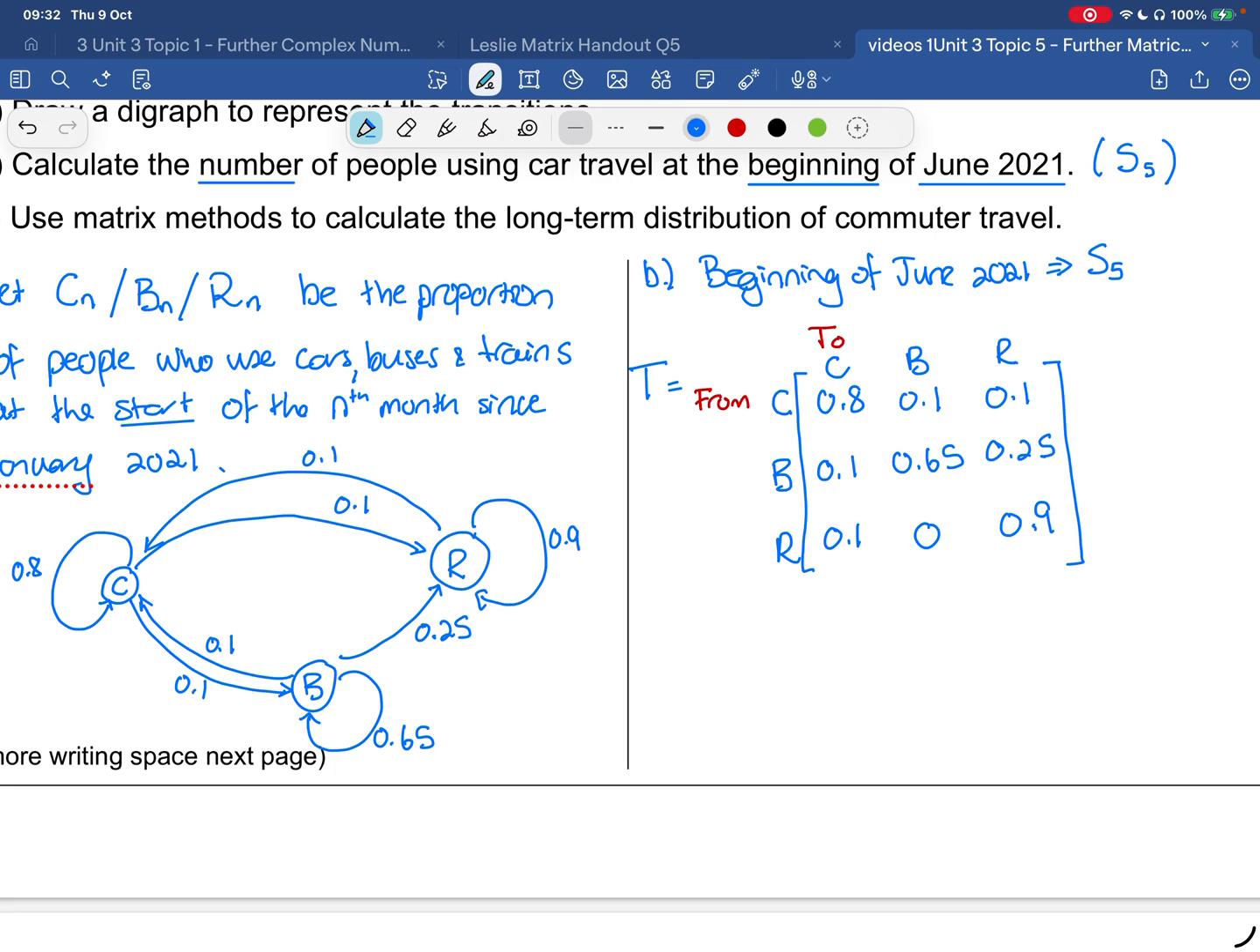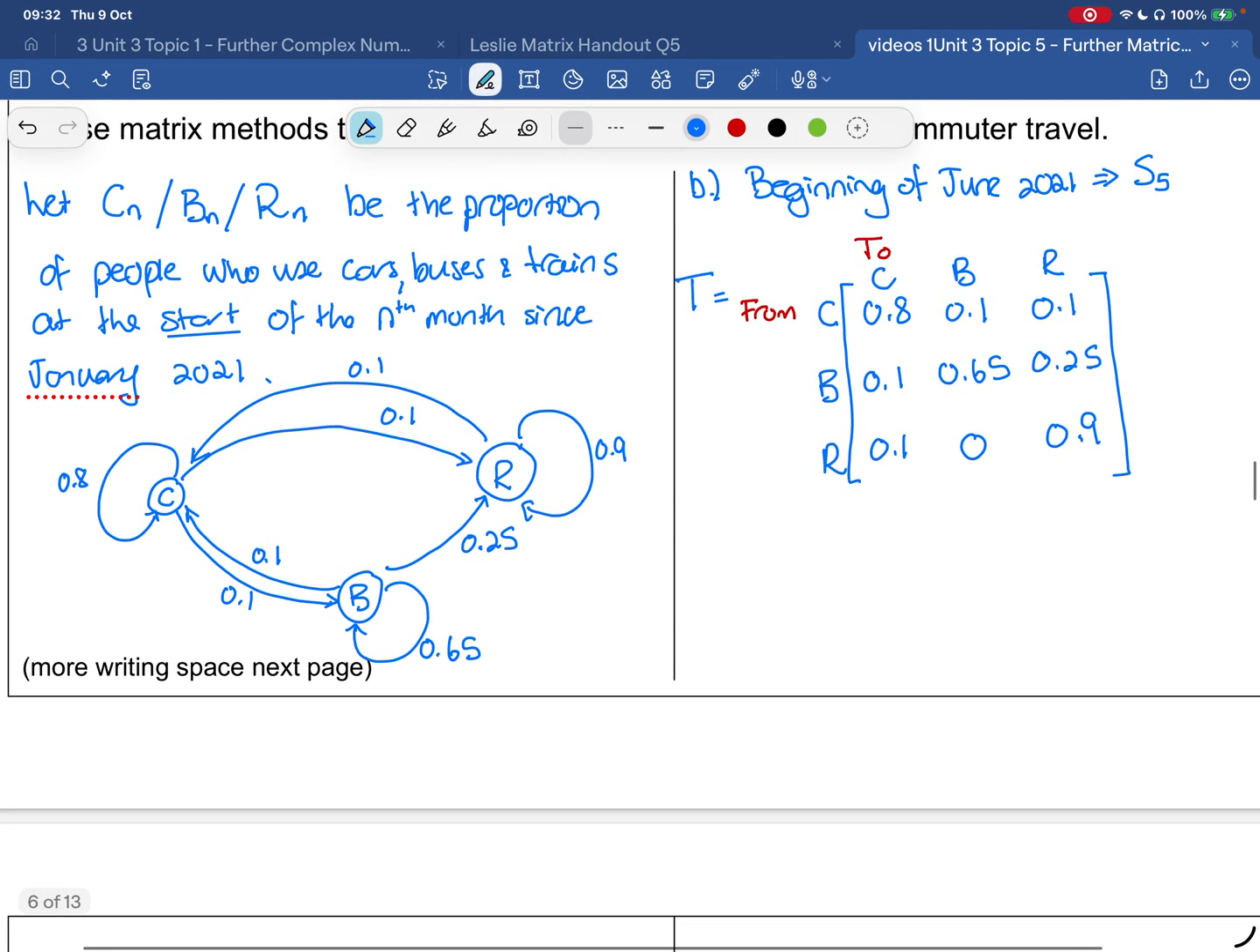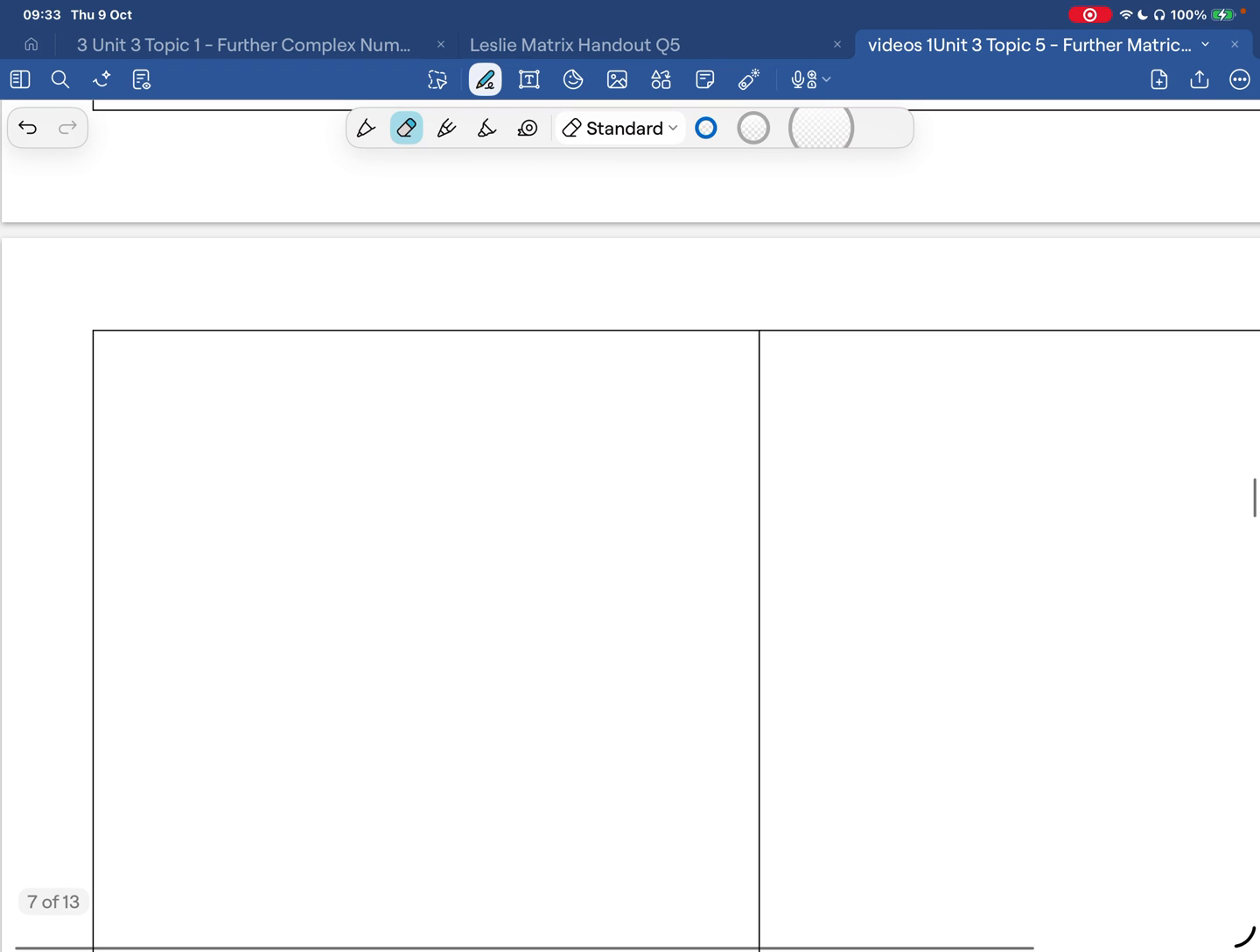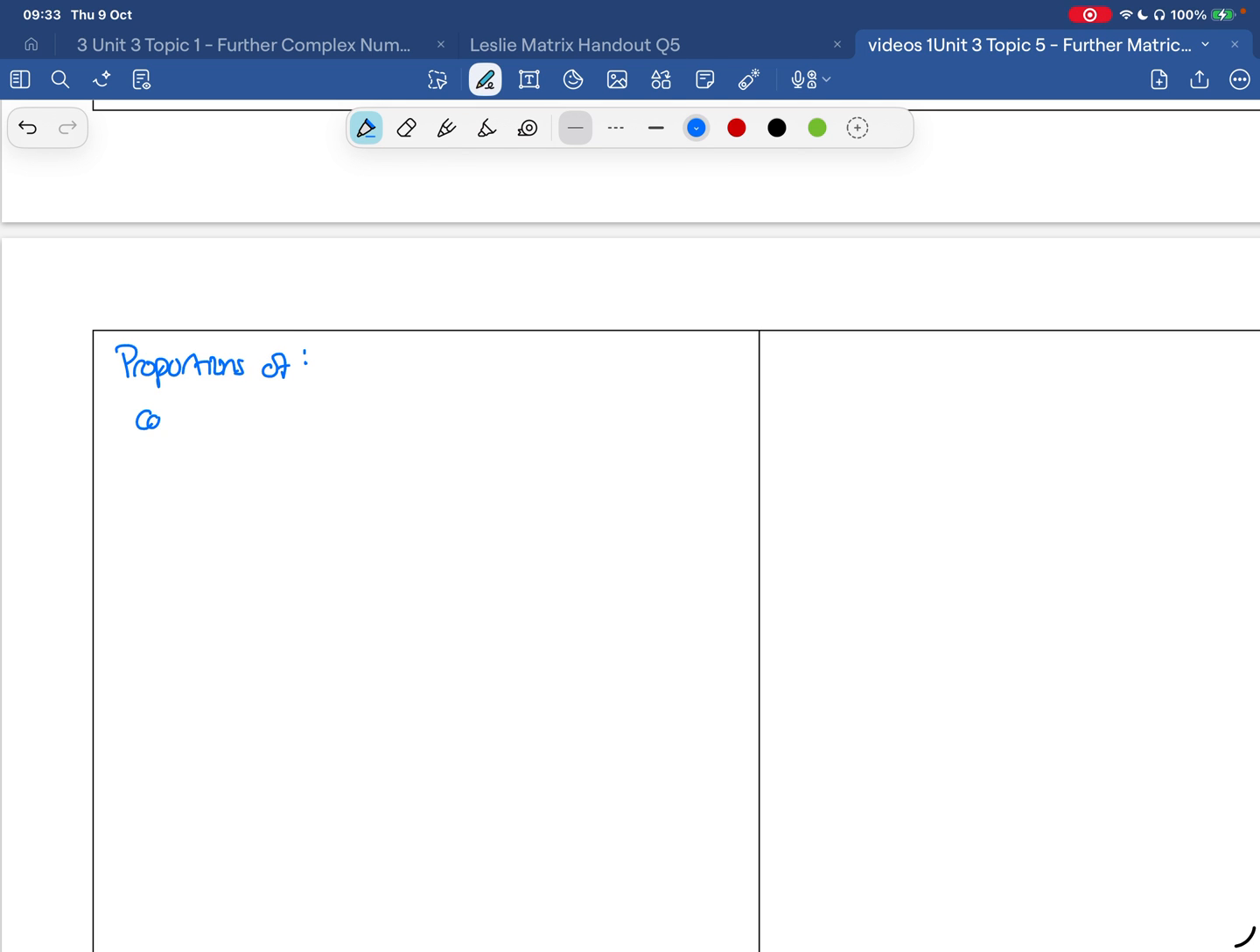All right, now we've got our transition matrix, but we first need to figure out what our initial proportions, so our S0, our initial matrix is, okay? And in order to do that, we need to figure out what our proportions were initially, okay? So our proportions of car travelers, well, it said to me that 1,800 out of a total of 7,000 people traveled by car. So that's 0.2571.